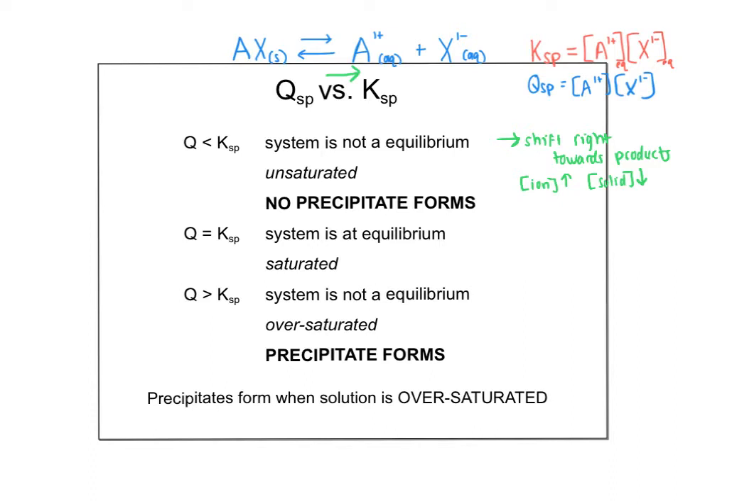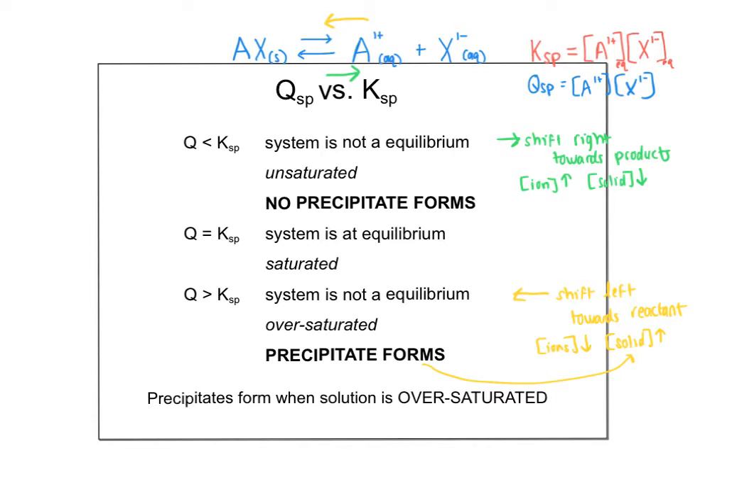Then, if our system is not at equilibrium because Q is larger than K, we're going to shift left, which is towards the reactant. So if we're shifting this way, that's when Q is larger than K. And what that will do is we are going to use up some of the ions to form more solid. So the ion concentration would go down and we're making more solid. Because we are making more solid, that means we are forming a precipitate.